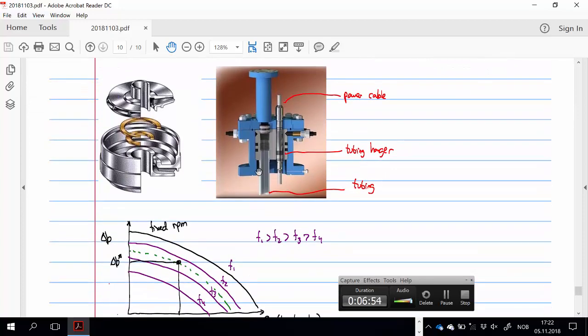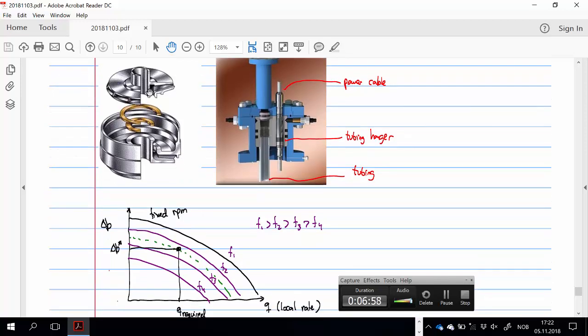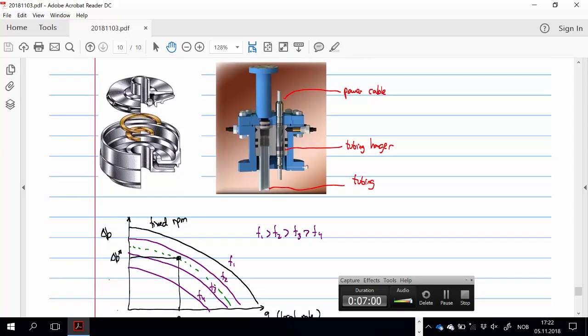And then we talked about how it looks. Here comes the fluid, goes inside the impeller, and then the impeller rotates and comes out, and then it goes to the next stage. How it looks at the wellhead: we have our tubing and we have the cable, which is very thick, and you have to give space on the tubing hanger to fit that.